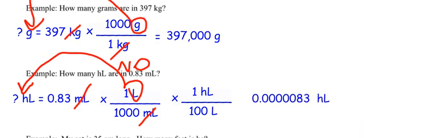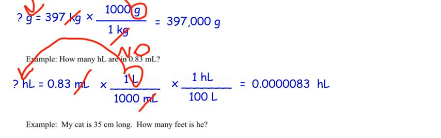I lost my equal sign. All right, so there it is. So I took 0.83 divided by 1,000 divided by 100, and there I go. Okay, notice I don't have to worry about sig figs because I'm just multiplying or dividing by a factor of 10. So my sig figs will stay the same when you're doing this.